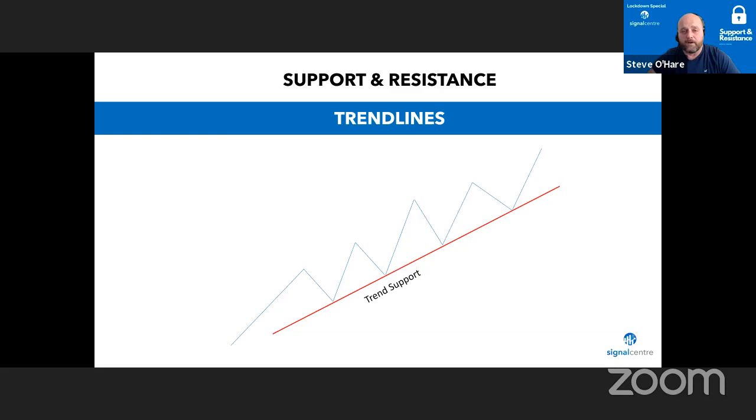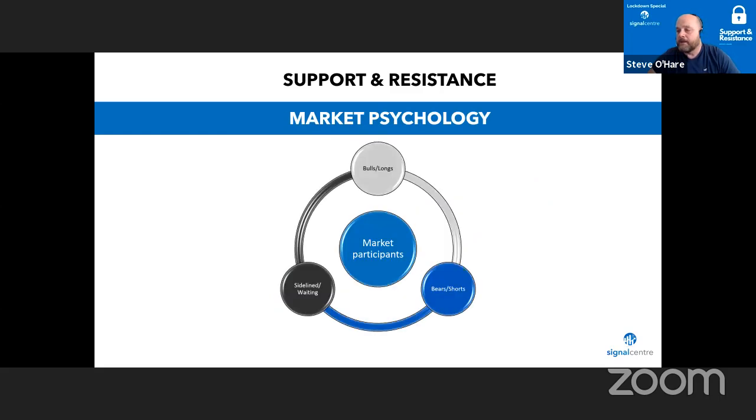So we've got to really look at the market psychology of support and resistance, and what we're actually thinking, what the market participants are thinking when they look at trend line support, trend line resistance, horizontal support and resistance. I've formed this diagram here and tried to give you a little bit of an explanation on that market psychology.